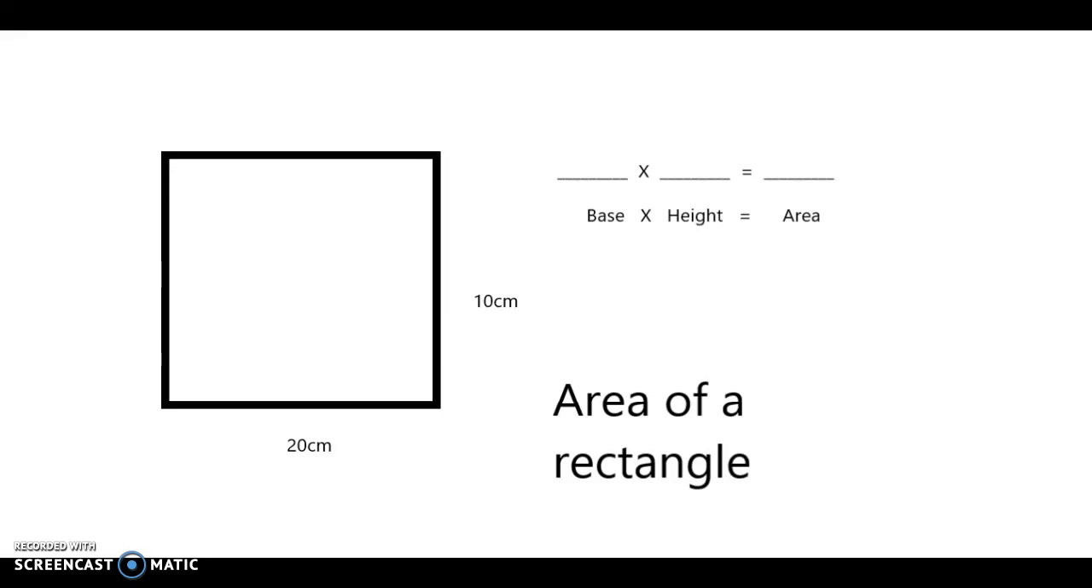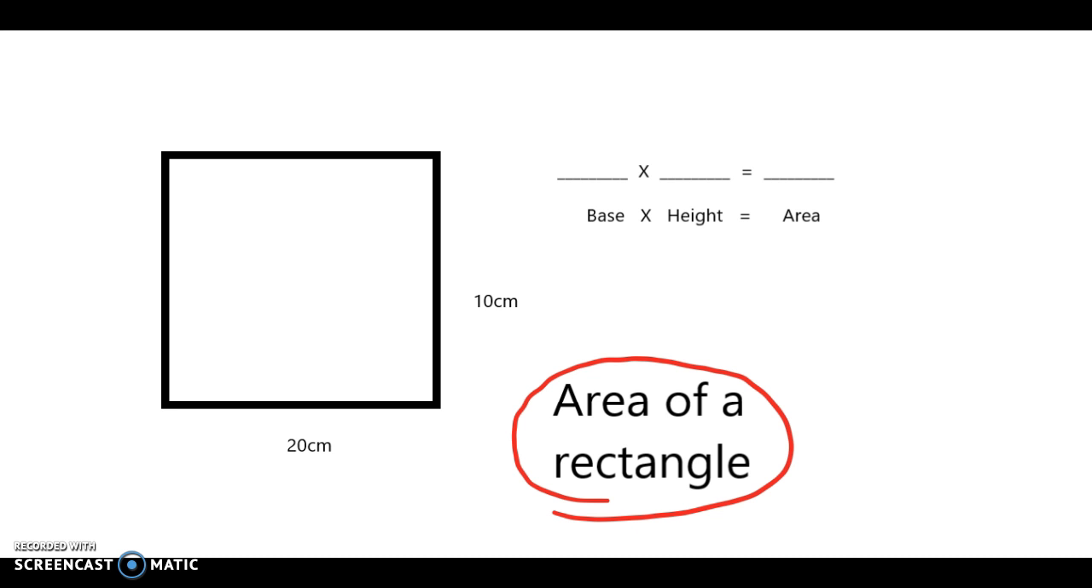Welcome. Today we're going to be talking about the area of a rectangle. Okay? Now, what is a rectangle defined as? A rectangle is defined as a closed object that has two parallel sides.